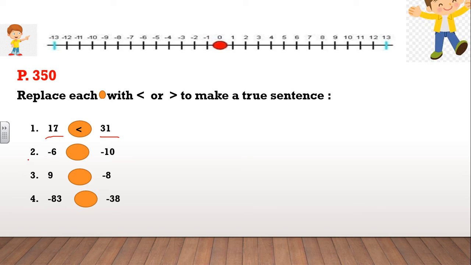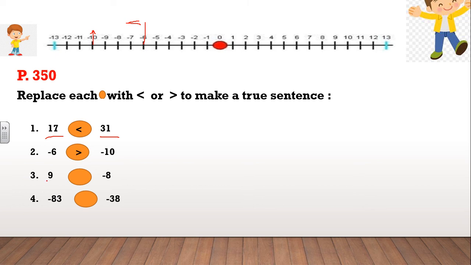Okay. Number 2. Here we have -6 and -10. Let's use the number line. -6 here and -10 here. We know that we start from the biggest to the smallest. So -6 is more than -10 because we reach -6 before -10, right? So -6 is greater than -10.